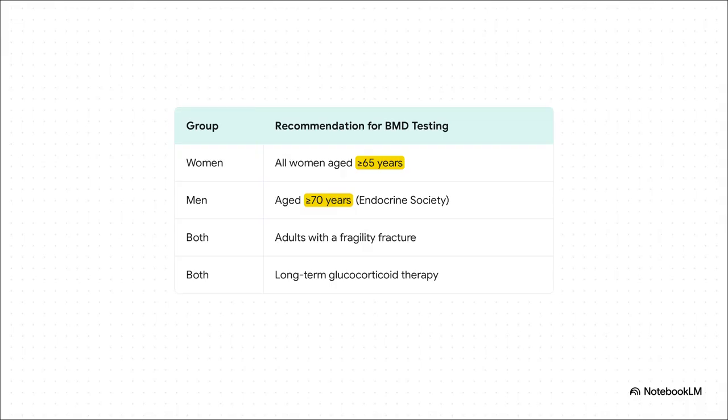Well, the guidelines give us a really clear starting point. For women, we screen everybody at age 65. For men, a little later, at age 70. And of course, you're going to screen people earlier if they have other risk factors, if they've already had a fragility fracture, or, and this is a big one, if they're on long-term steroids like prednisone.